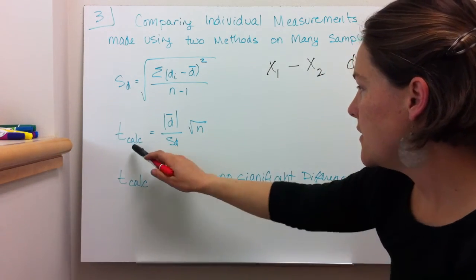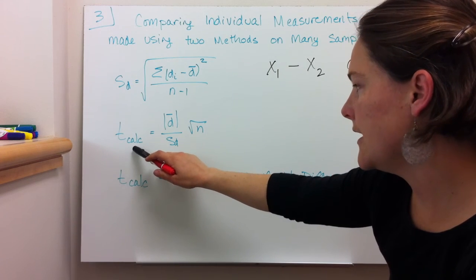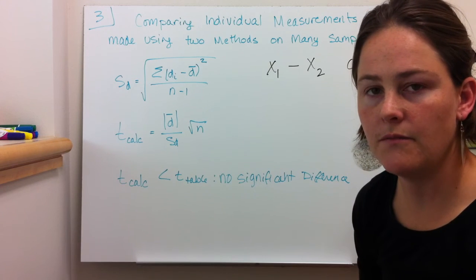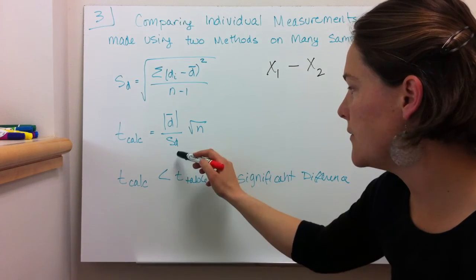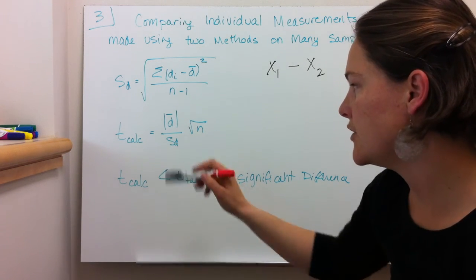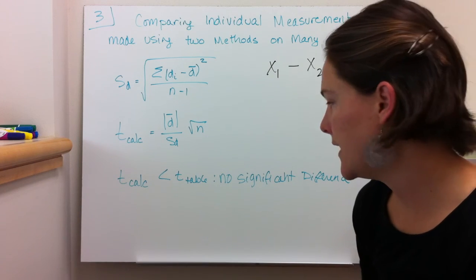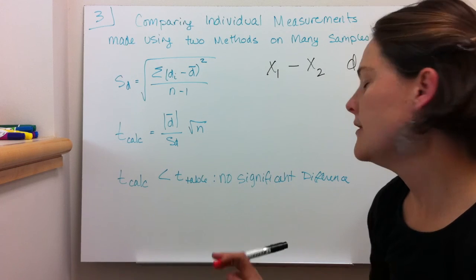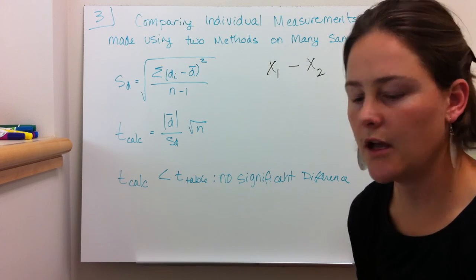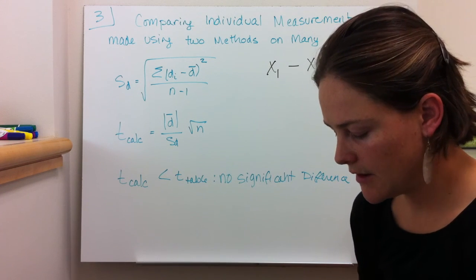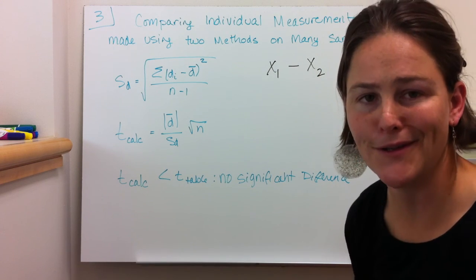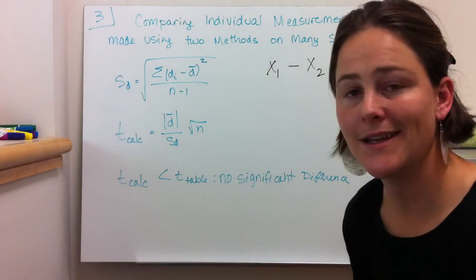All right, then you calculate t-calc by the same thing, the absolute value of the mean of the differences divided by the standard deviation of the differences times the square root of n. So if the t-calc is greater than the t-table, there's a significant difference. And you'll have plenty of opportunity to practice figuring out which test to use, and also practice using these equations in class.